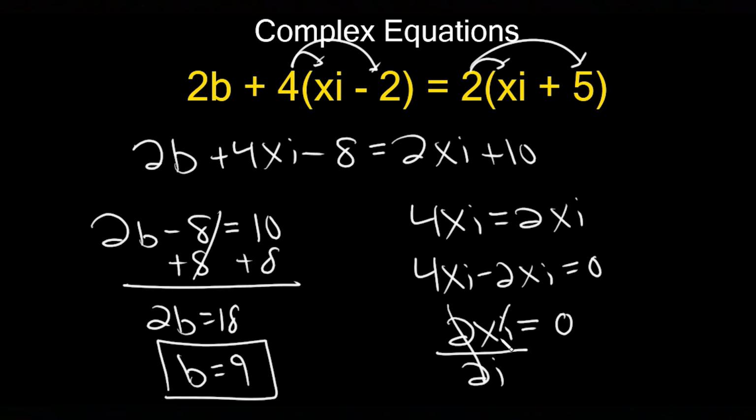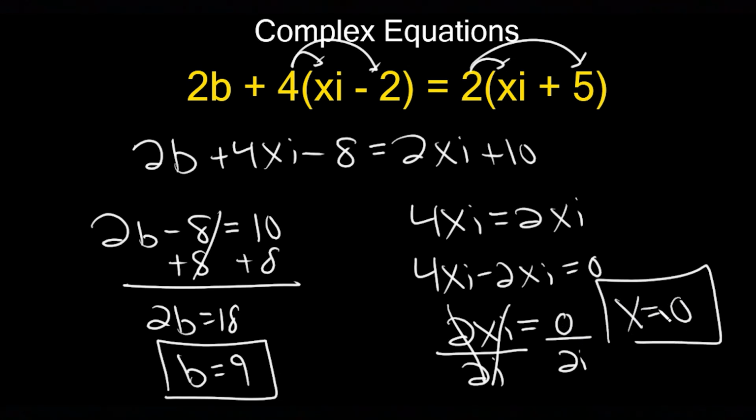That cancels, but I also have to do it here. Divide by 2i. Well, same thing. 0 divided by anything is 0. So x will be equal to 0. Done, right? All right, let's go ahead and try one more example.